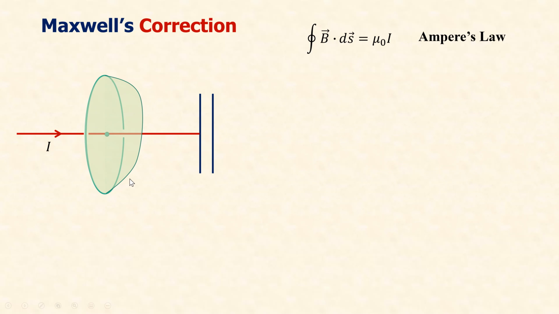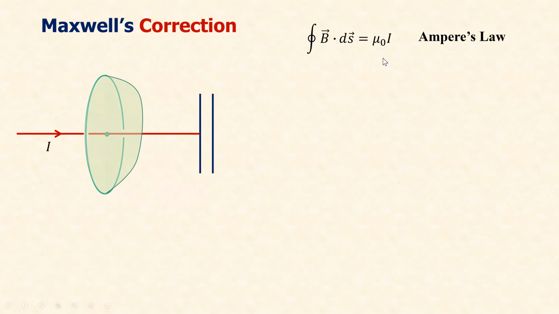But what if this surface passes through the capacitor, in between the plates of the capacitor? If this happens, you see that this doesn't change, because the integral of B dot ds is there, and we have some value here. But there's no current going through this surface. The current through the surface is 0. So that is a problem. The left-hand side is not 0. The right-hand side is 0.